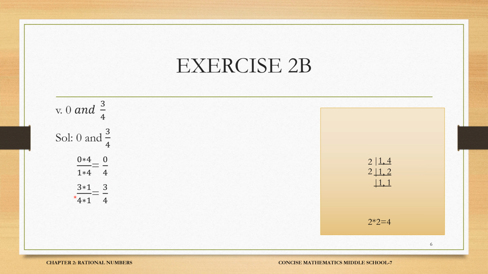Here the denominator is 4, so multiply it with 1, because it was already 4, you don't need to change it anymore. That's why I'm multiplying with 1. So it becomes 3 by 4. Now 0 by 4 and 3 by 4. Just compare these two numbers: is 0 greater or 3? Which is greater? 3 is greater and 0 is less, right? That means 0 by 4 is less than 3 by 4. So 0 is less than 3 by 4.